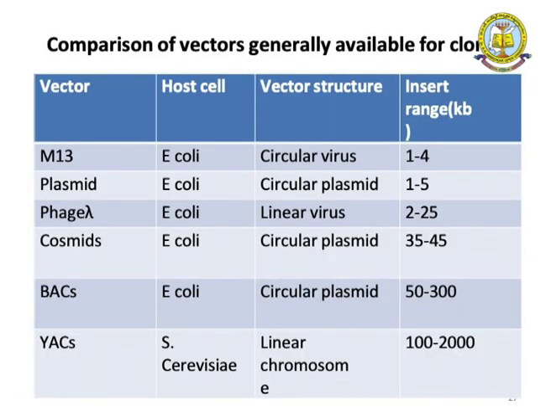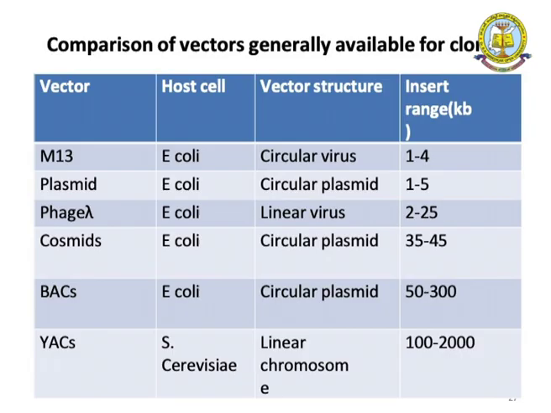Here is a comparison of vectors generally available for cloning. The M13 vector has E. coli as host cell, a circular virus structure, and an insert of 1 to 4 kb. The second vector is the plasmid vector, also with host cell E. coli, a circular plasmid structure, and a range of 1 to 5 kb.